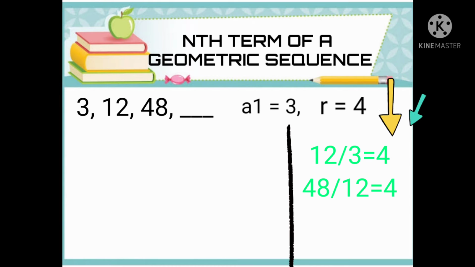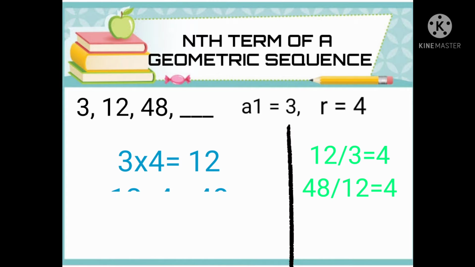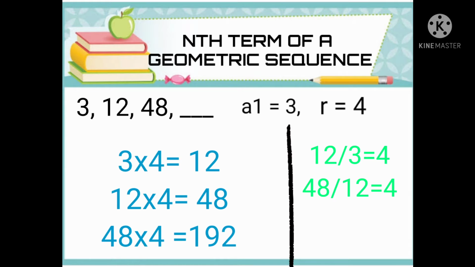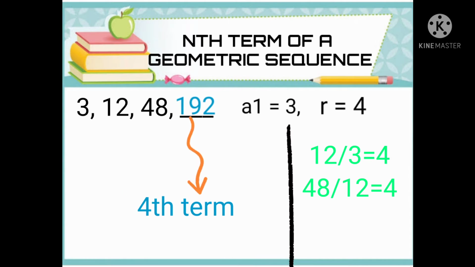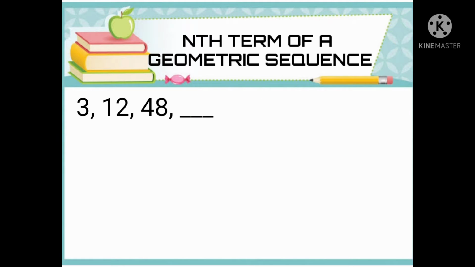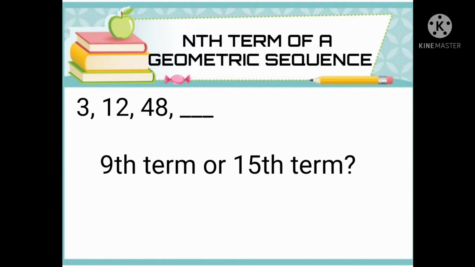And we will use this 4 to multiply each term to obtain the next term. So, 3 times 4 equals 12. 12 times 4 equals 48. 48 times 4 equals 192. Thus, the fourth term of the given sequence is 192. What if you will be asked to find the ninth term or the 15th term of the sequence?